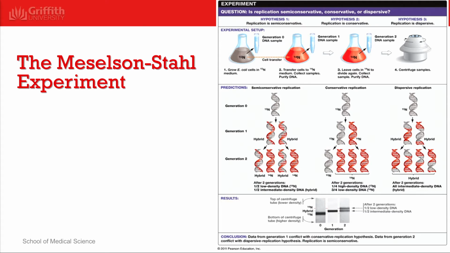To determine which of the three hypotheses of replication is correct, Meselson and Stahl designed an experiment that distinguishes between the three models. For this experiment, they grew E. coli bacteria in the presence of heavy nitrogen to label the bacterial DNA, called generation 0. They then moved the bacteria to a medium containing lighter nitrogen to label the newly formed DNA strands as the bacteria were dividing. Samples were collected during generations 1 and 2.